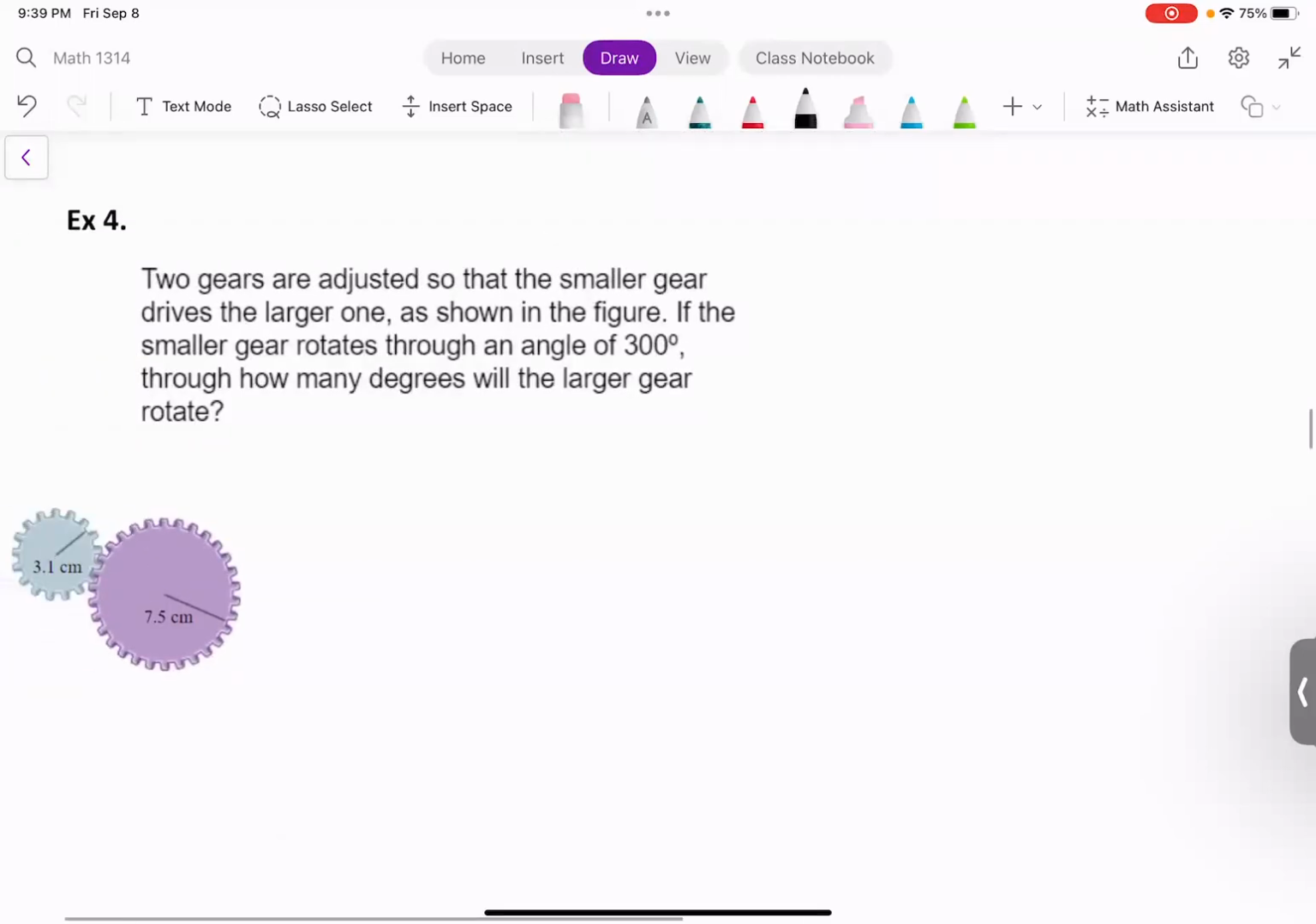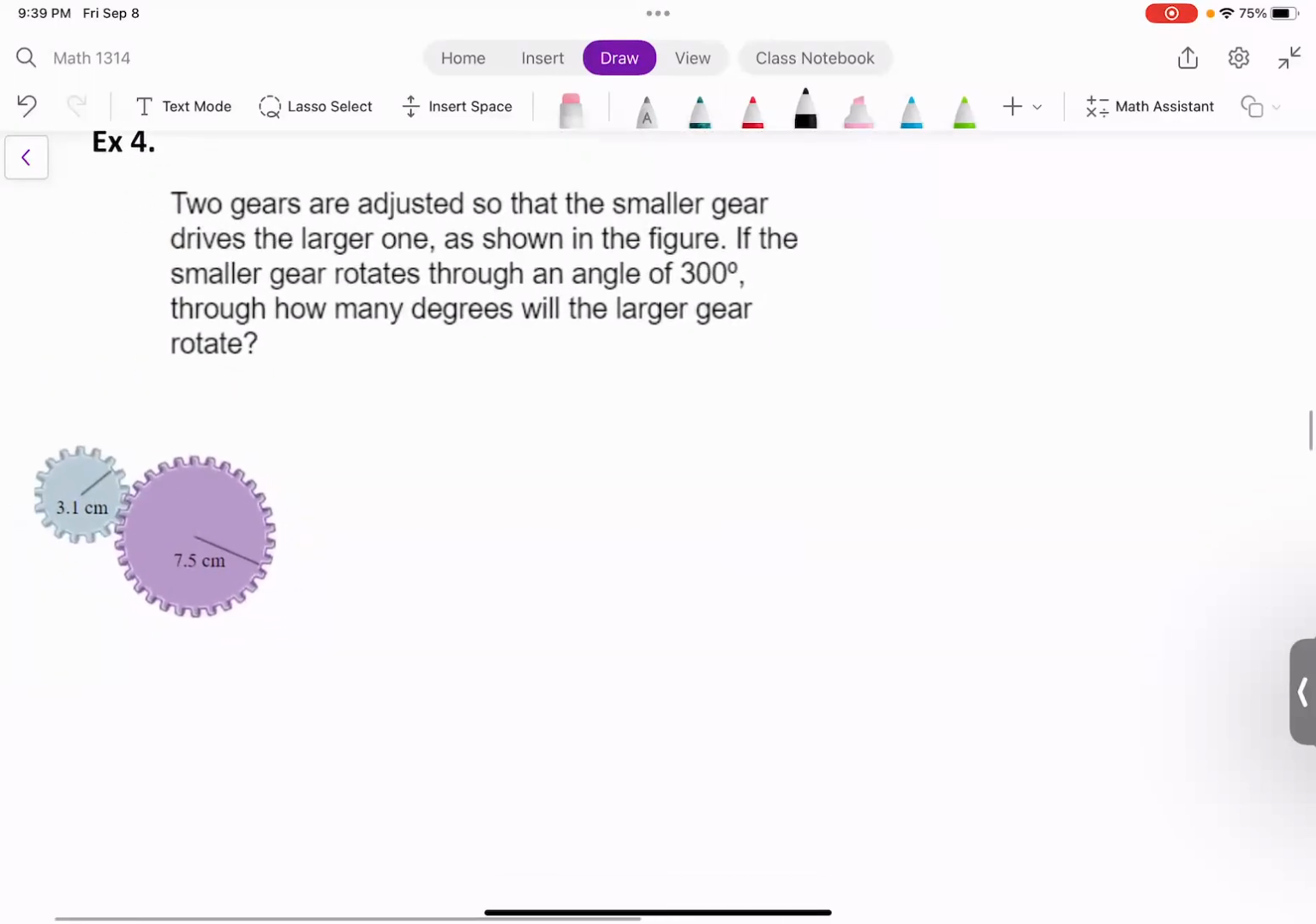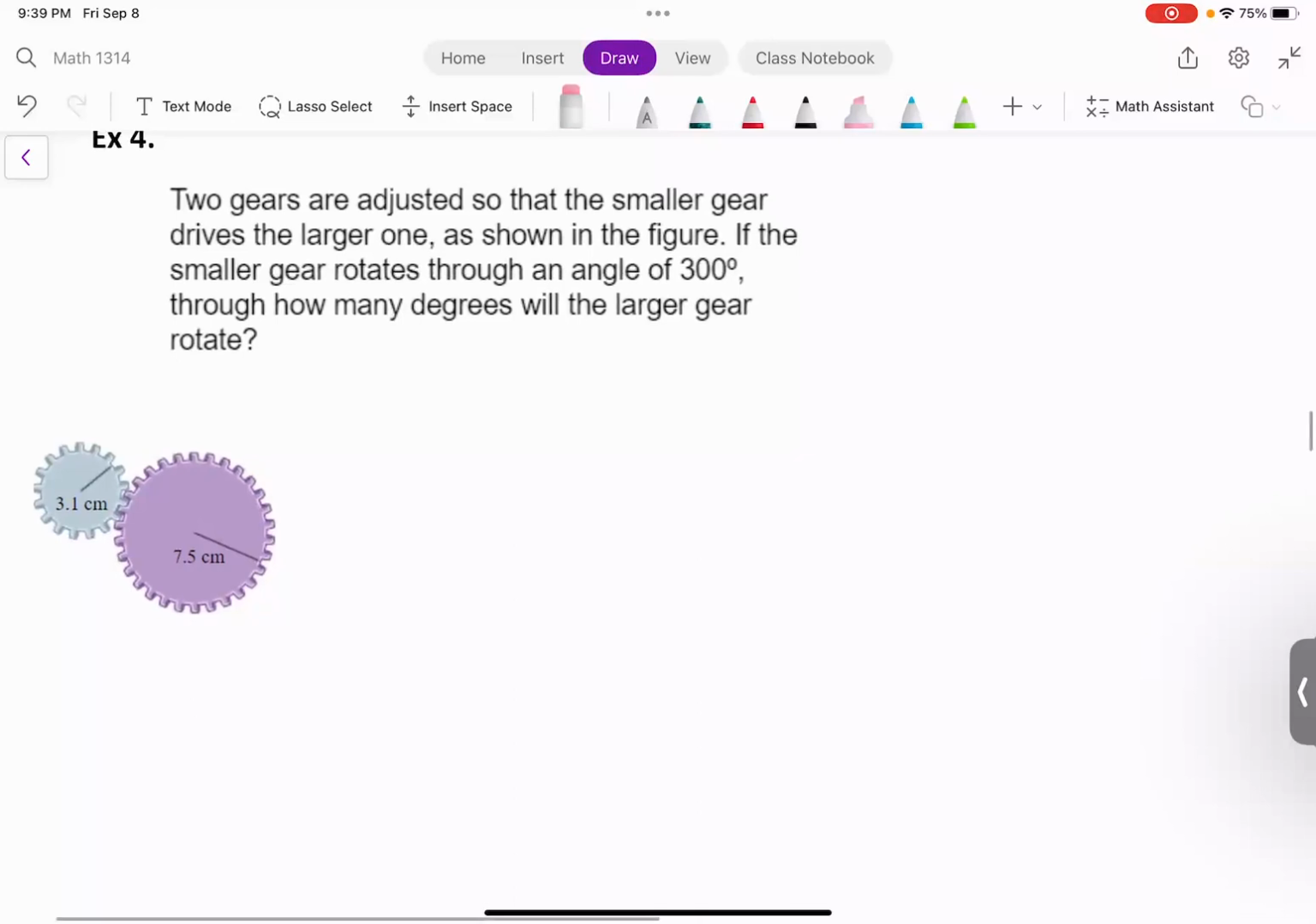Let's make it big so you can read the question. You can pause the video and read the question. So this question, we have 2 gears. They are adjusted so that the smaller gear drives the larger one. As shown in the figure, if the small gear rotates through an angle of 300 degrees, through how many degrees will the larger gear rotate? Okay, so my smaller one is rotating this way, for example, and then the big one will rotate this way.